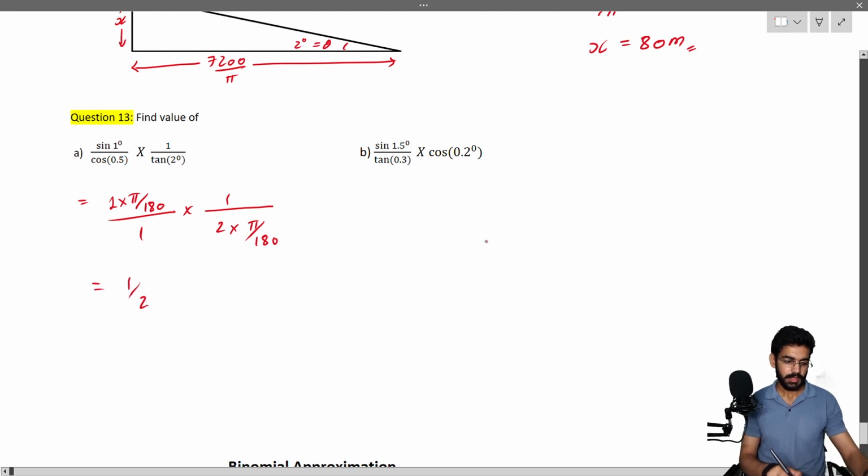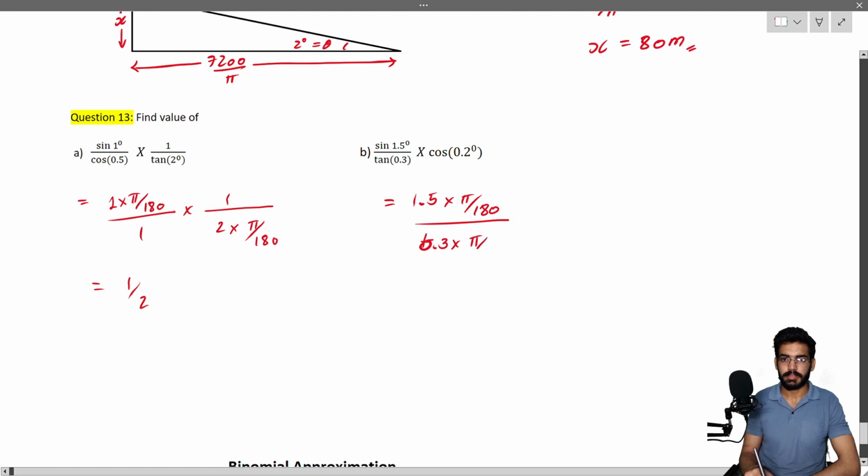Next question we have: sine of 1.5 degrees divided by tan 0.3 degrees multiplied by cos of 0.2 degrees. So these are all less than 5 degrees, right? So I can convert it into approximation everywhere. Sine 1.5 becomes 1.5 into pi by 180, divided by tan 0.3, that is 0.3 multiplied by pi by 180. Obviously you have to remember that we have to convert it to radians. Multiplied by cos of 0.2, that is 1.